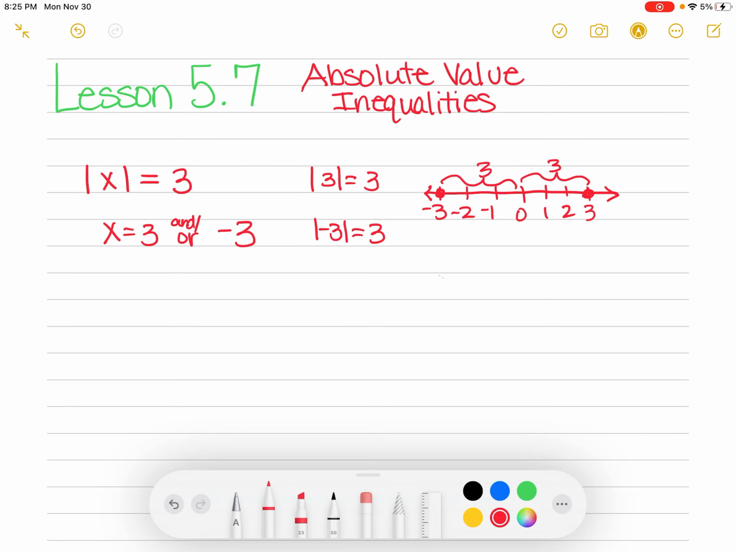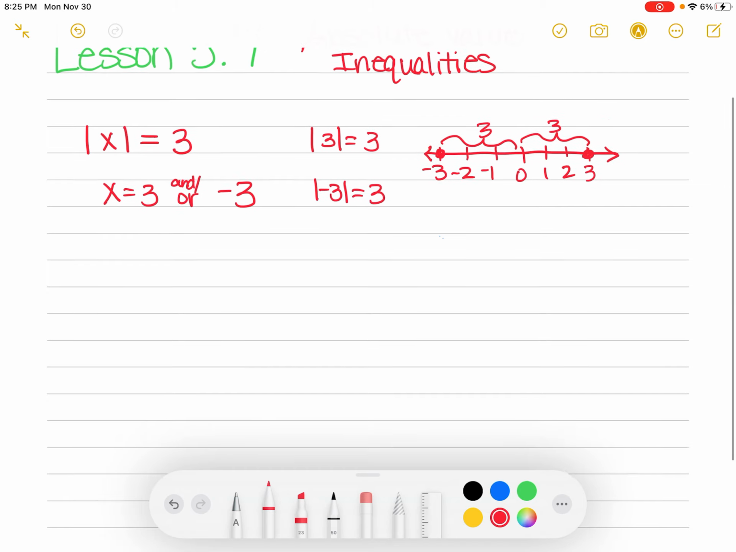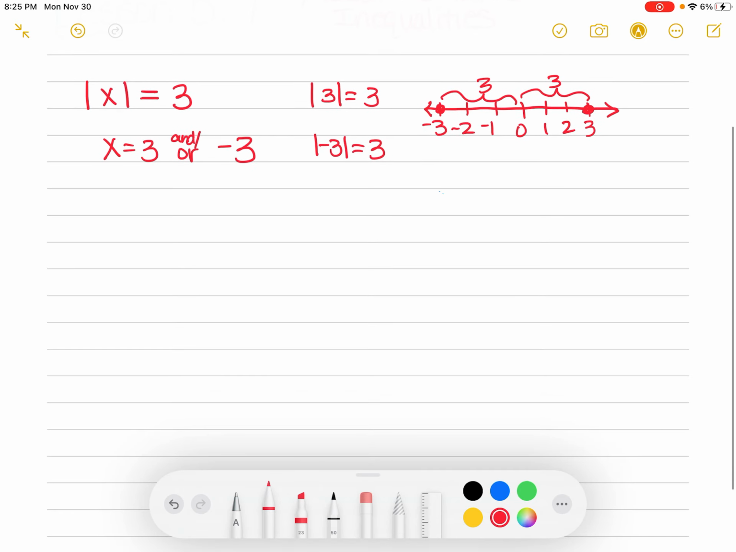So now we're going to do absolute value inequalities. So we're not going to have equal signs; now we're going to have absolute values with inequality signs. Let's start with an example. Example 1. It's going to be just like what I just did with the equal sign, but we're going to do it with an inequality sign.